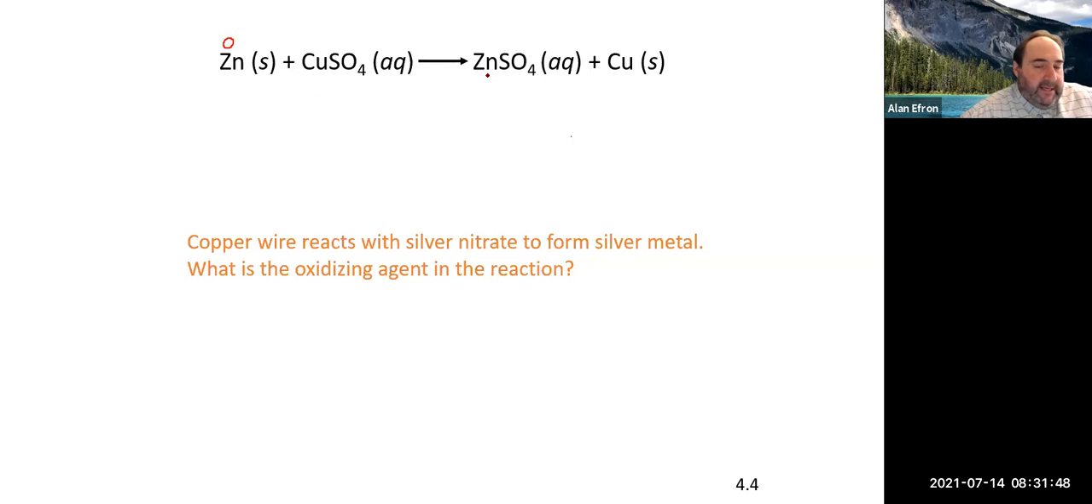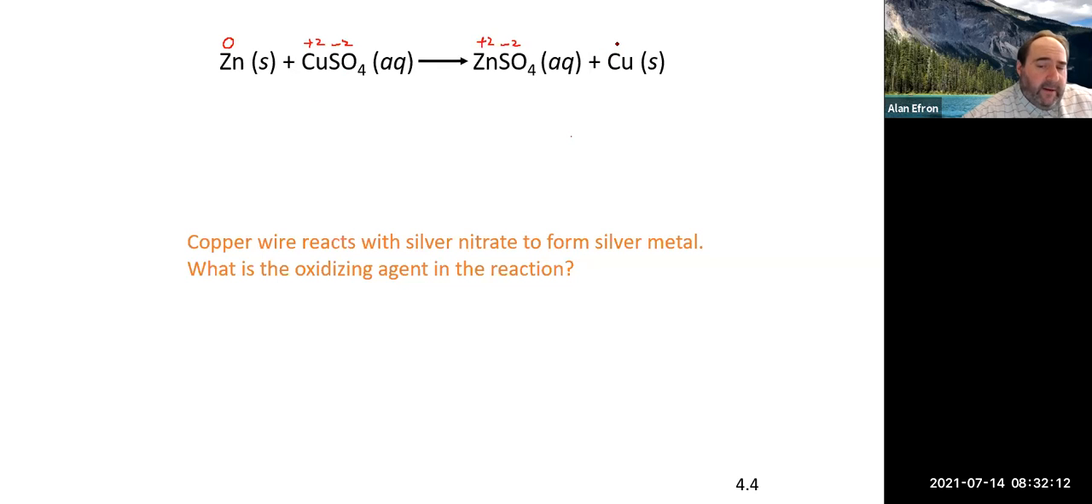Zinc on this side is actually zinc combined with sulfate, and sulfate is a -2 charge, right? And that's a polyatomic ion, which means zinc here is a +2. On the left-hand side, that's copper attached to sulfate, and that's going to be an ionic compound. And again, sulfate being -2, copper here would also be +2.